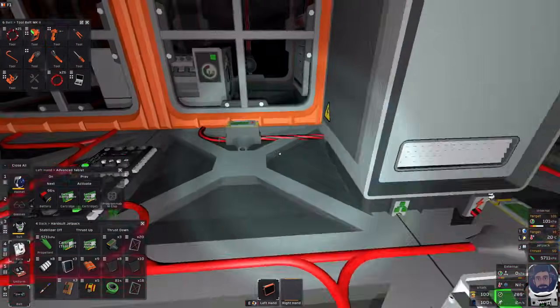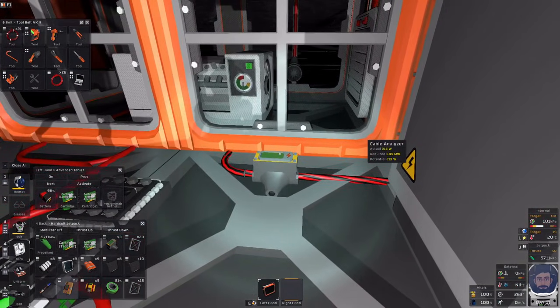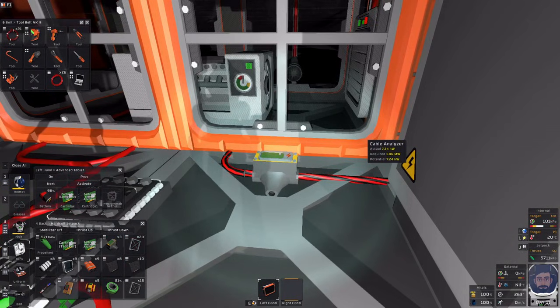So now I put 7.28. It's going to reset. And it's going to go to 7.28. There you go.